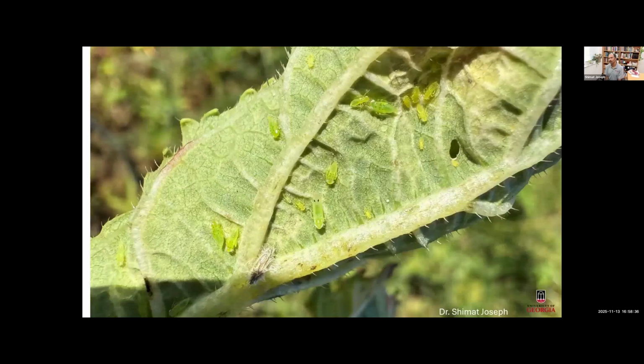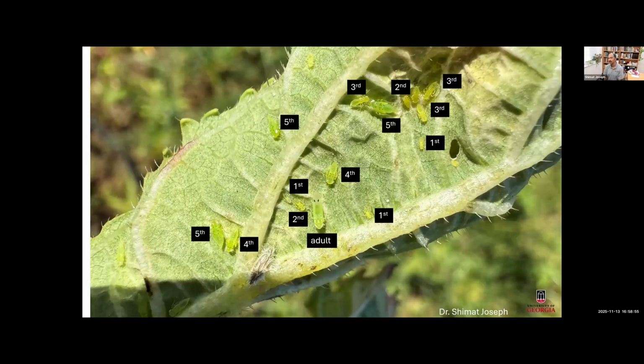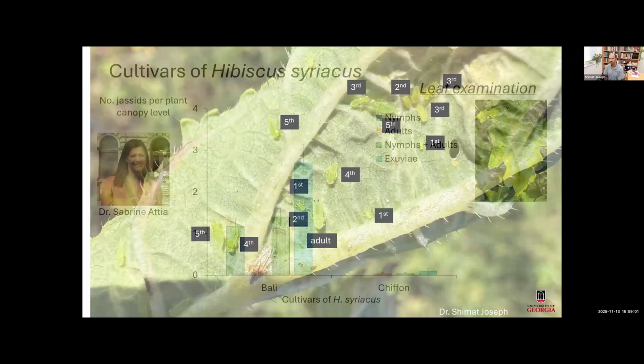So here is a picture of all the stages. We see them on the underside of the leaves. We never saw them on the upper side. So they colonize the underside of the leaves, and you'll see all different stages at the same time in the summertime. So this is the first instars, second instars. You'll see the third instars there, fourth, fifth, and even adults. Everything together under the leaves. So this leaf is an okra leaf, where you took the picture.